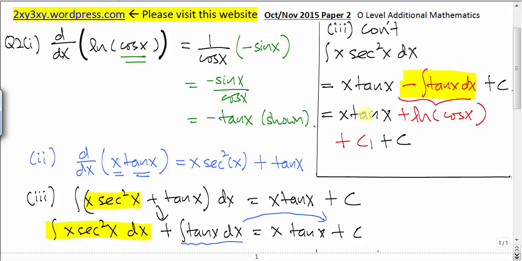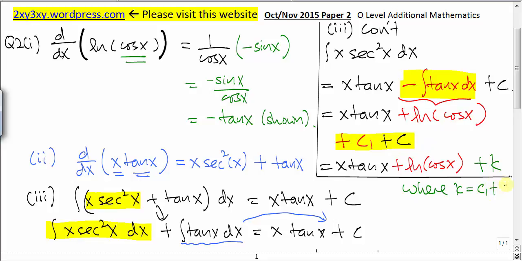There's nothing wrong with leaving the answer in this manner, but it will be neater if we can combine these two constants together. The constant here added with this constant here will give us another constant. So we can lump this constant here and call it k. We copy this result down and this one down as well. So k equals c1 plus c.